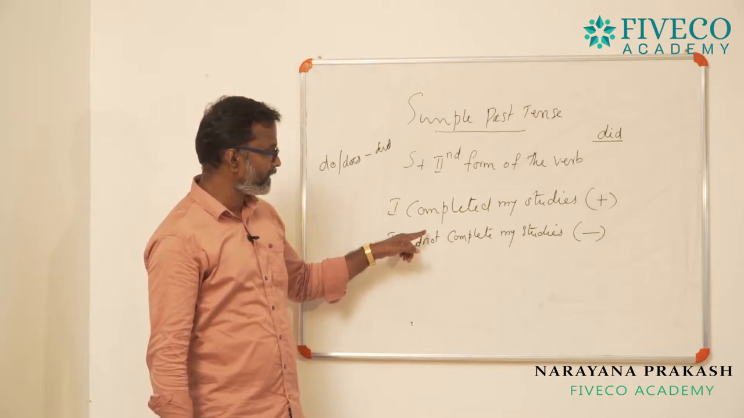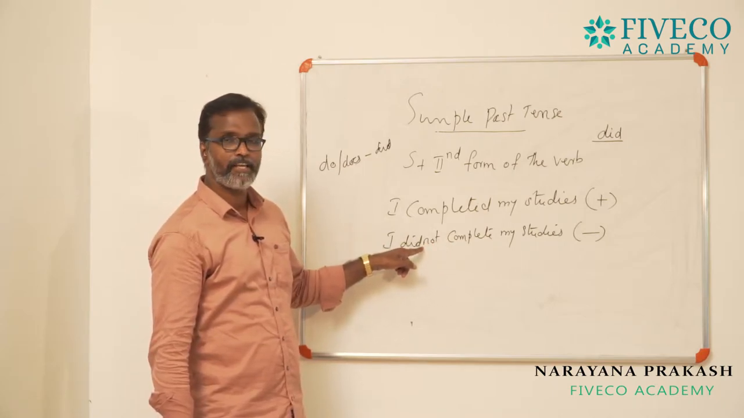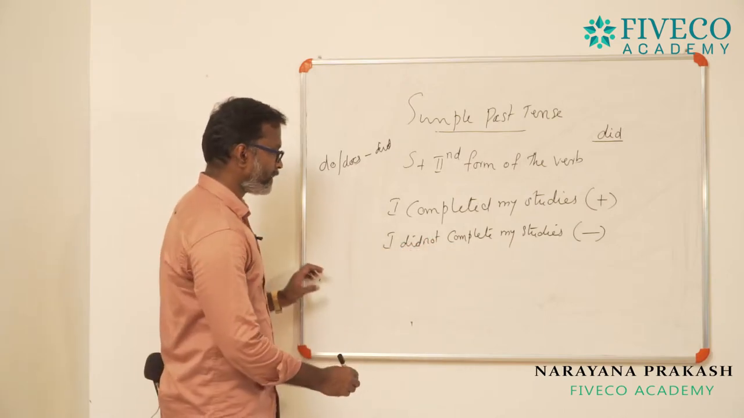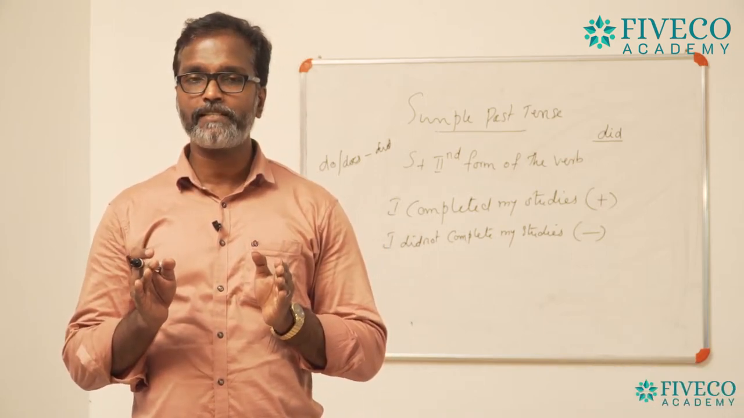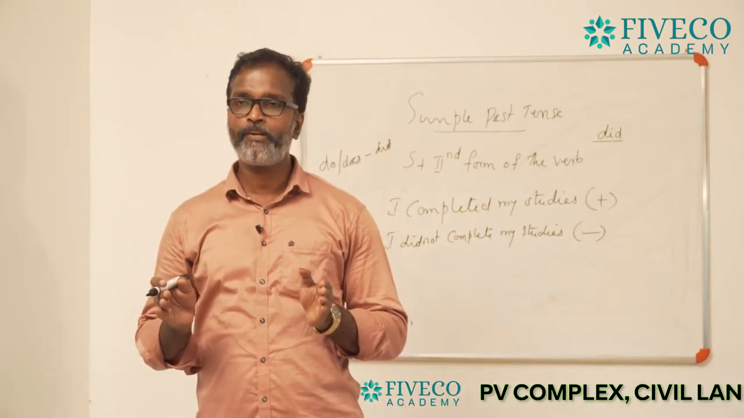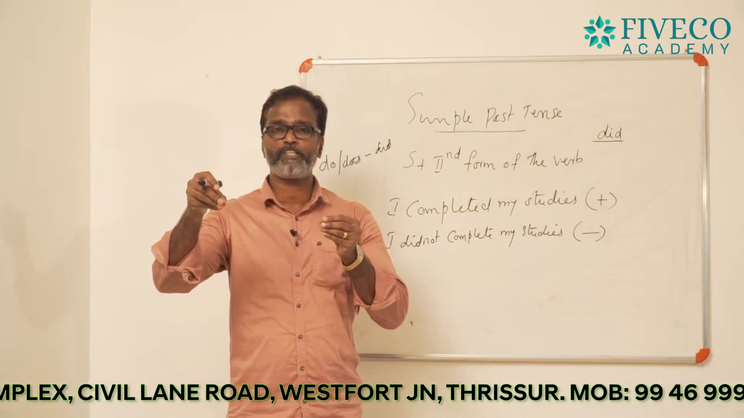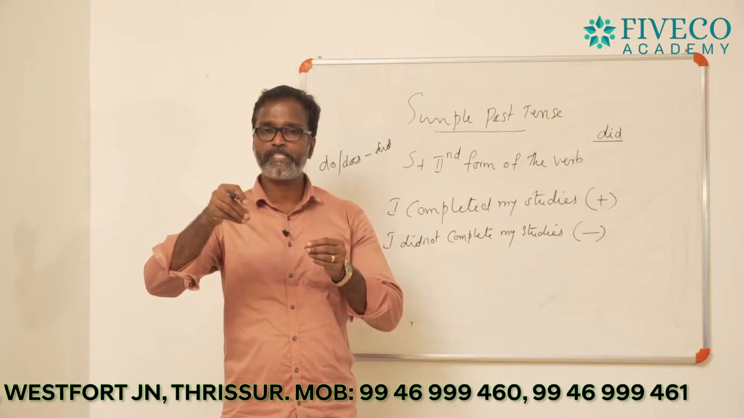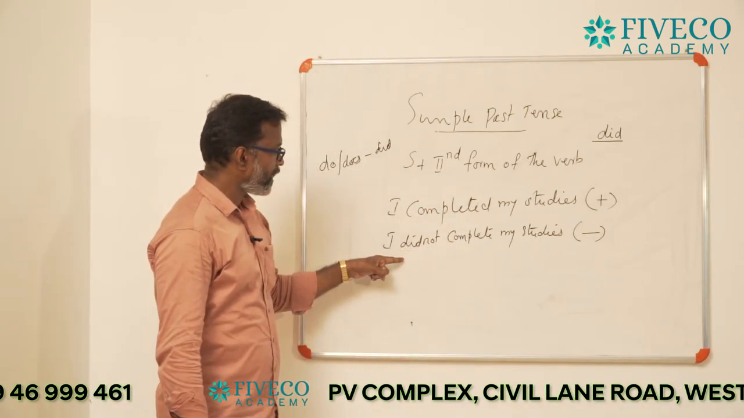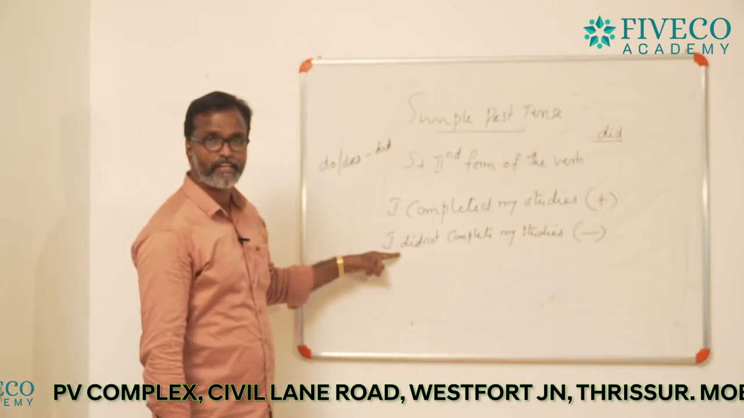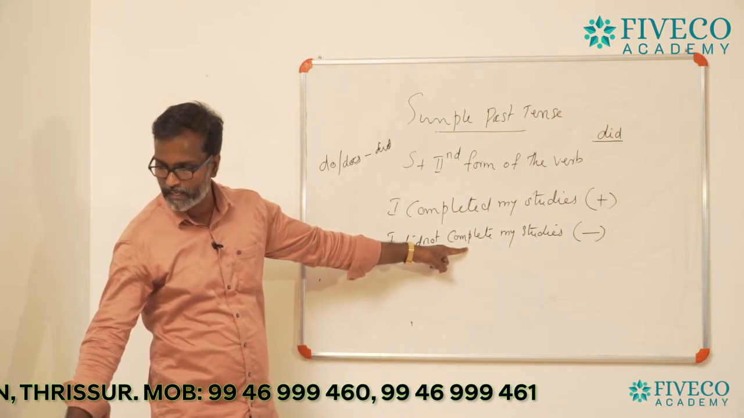When you use did in a sentence, you can use only the first form of the verb. I mean, did is followed by the first form of the verb. You want to remember this condition while you write negative sentences in simple past tense. I know many students make mistakes. They will write did, and after did they will also use the second form of the verb. No, that is not correct. See, I completed my studies, and I did not complete my studies. Not did not completed, did not complete. After did, you can use only the first form of the verb.